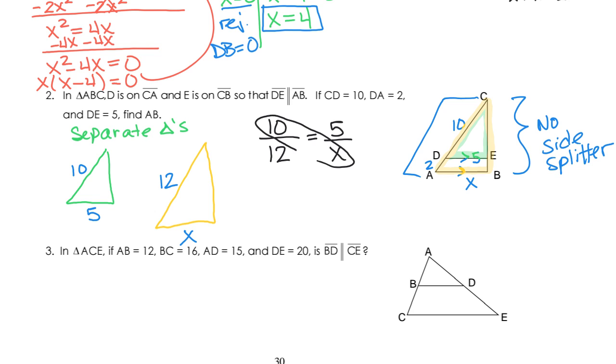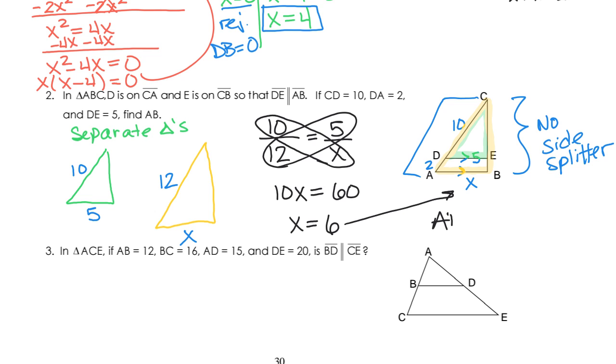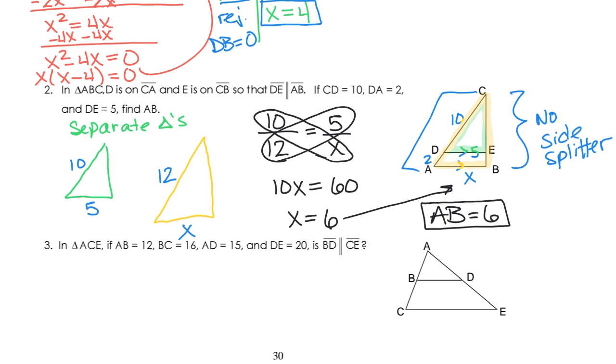Okay, and do a little cross multiply. That becomes 10 times X, which is 10X, equal to 12 times 5, which is 60. I'm going to go ahead and divide by 10, and X is going to come out to be 6. They want me to find the length of AB, and AB is what I call the X, and therefore AB is going to also equal 6. Okay. All right, let's go ahead and take a look at number 3.